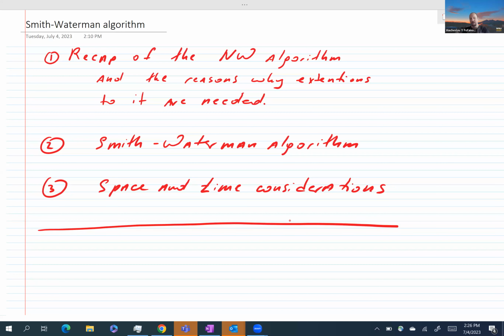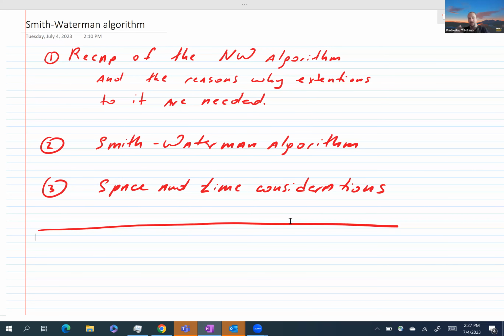So today we're going to be talking about the next topic in our class, and that is the Smith-Waterman algorithm. The Smith-Waterman algorithm is an extension to the Needleman-Wunsch algorithm that we've discussed previously. So the first thing that we're going to do is, of course, recap the Needleman-Wunsch algorithm and explain why we need to extend it in the first place. What is it that Smith-Waterman allows us to do that otherwise would be impossible with the Needleman-Wunsch algorithm?